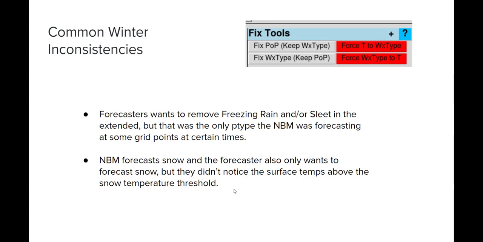Some common inconsistencies that show up in the real world are that the forecaster wants to remove freezing rain and or sleet in the extended forecast, so they don't initialize those types. But that was the only precip type that the NBM was forecasting at some grid points. Another situation that comes up a lot is that the NBM forecasts snow, and the forecaster also wants to forecast snow, but the forecaster didn't realize the surface temperatures were above the snow wet bulb temperature threshold. This commonly happens because the NBM is applying a bias correction from a series of warmer and sunny days, but this bias correction isn't appropriate for a snowy day forecast.